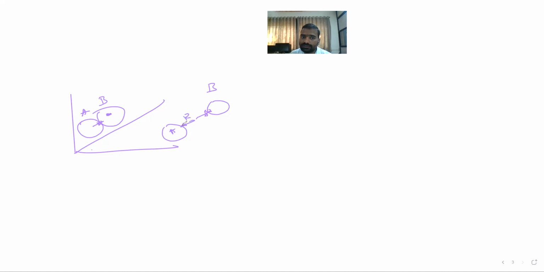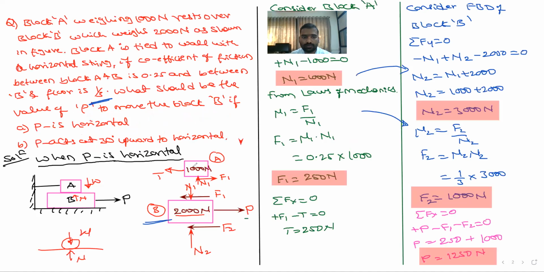The same reaction is acting towards this block also. When you consider the block B FBD, the reaction is towards this body. When you consider the FBD of A, the same reaction is in this direction, towards the surfaces. So when you consider the FBD of this one, the weight is acting, and the normal direction is opposite to the weight. When you consider this one, the same normal direction is opposite to the previous case.